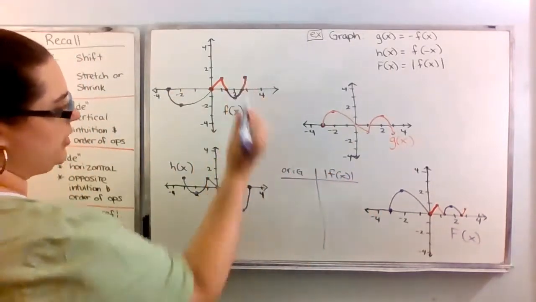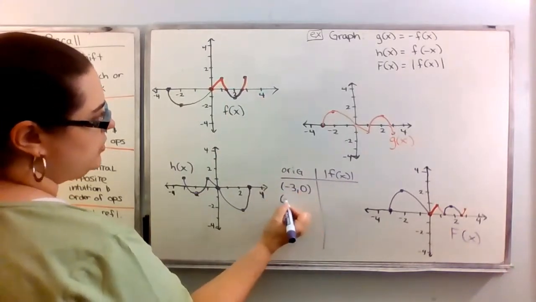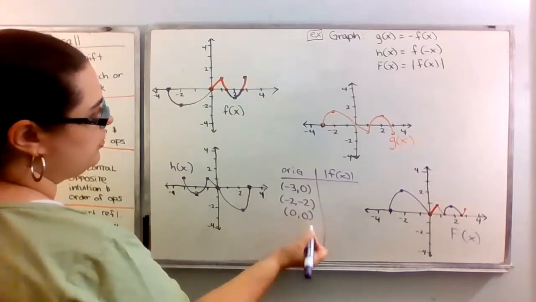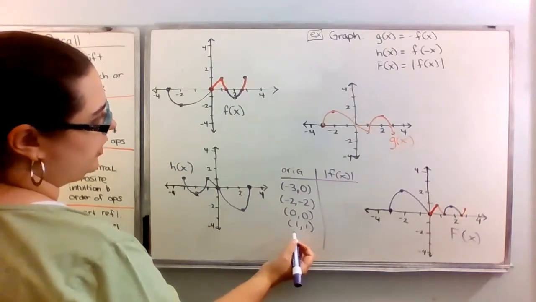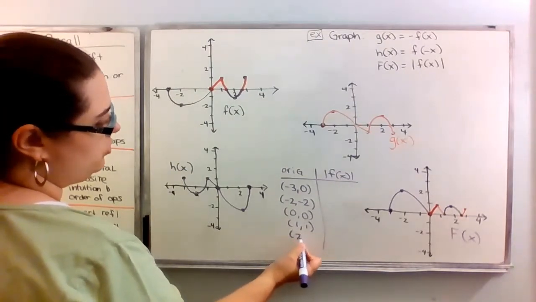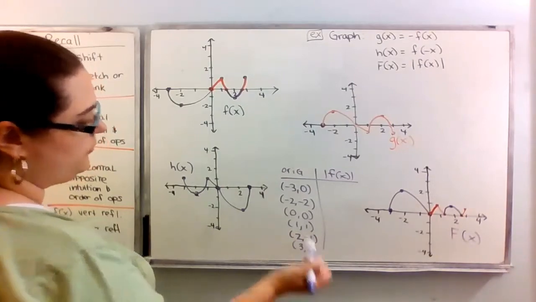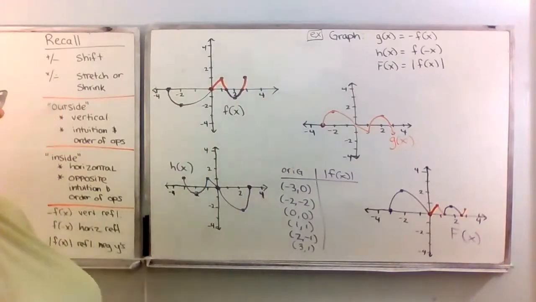So I'm just going to copy down my original good points. So we have negative 3, 0; negative 2, negative 2; 0, 0; 1, 1; and then we have 2, negative 1; and then we had 3, 1. So those were our nice points that we had on our original graph.